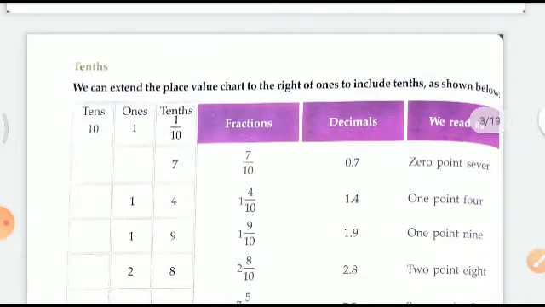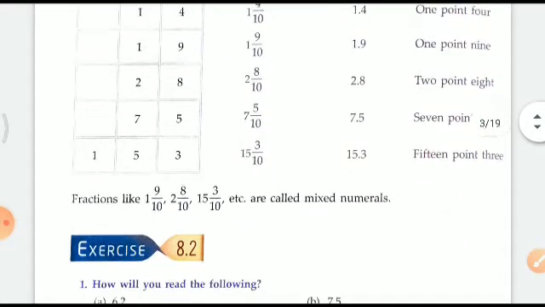Now we can extend the place value chart to the right of the ones to include the tenths. See here, 7 upon 10 is 0.7. Now we have 1 4 by 10, so this will be equal to 1.4. 1 ones and 9 tenths will be equal to 1.9, and so on, children.